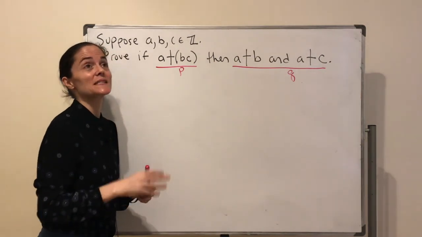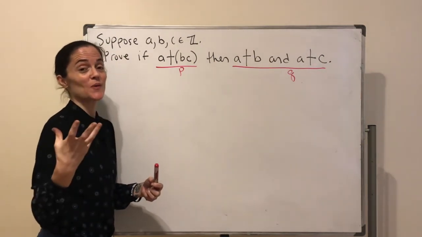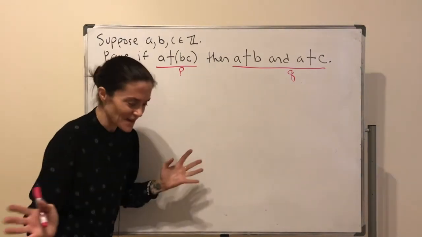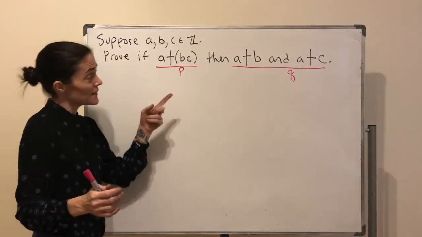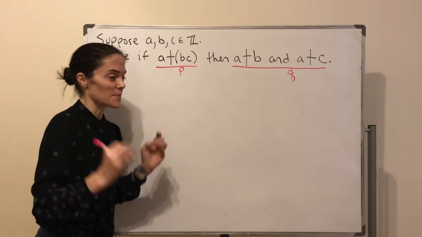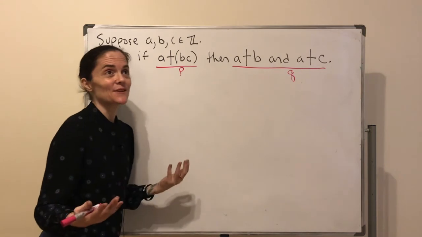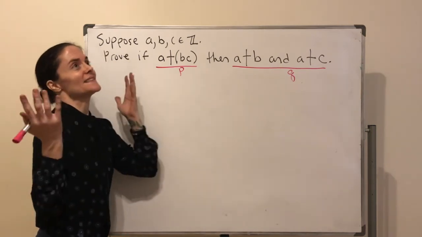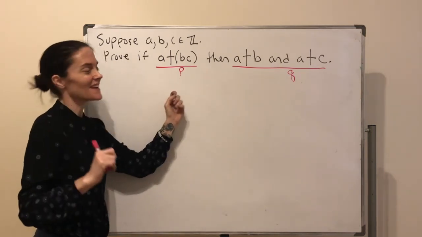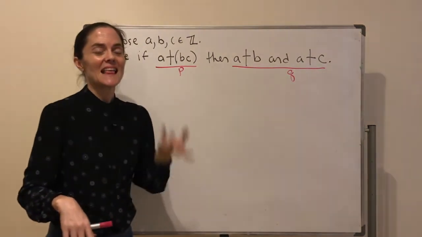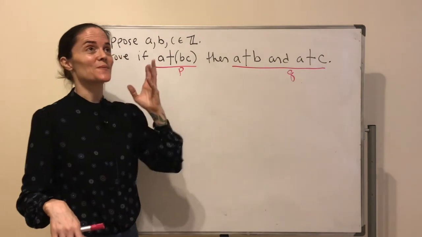Well, if you notice, P and Q are both statements that have a not in them. P is a does not divide B times C. And then Q has a does not divide B and a does not divide C. And it's much easier to work with the statement of divides, which is not P. And similarly, not Q will be a statement about divides. This is what makes me think contrapositive.